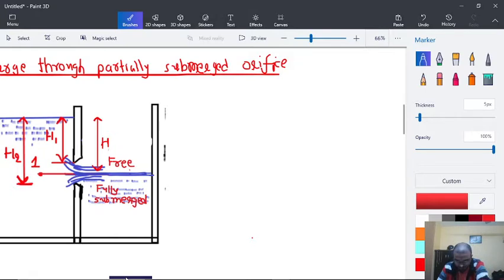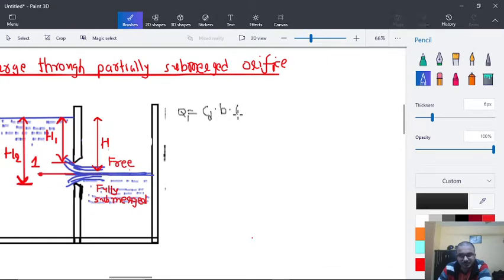So for the submerged portion we can write down the equation as Q1 is equal to CD into B into H2 minus H into square root of 2GH. That is the first one.